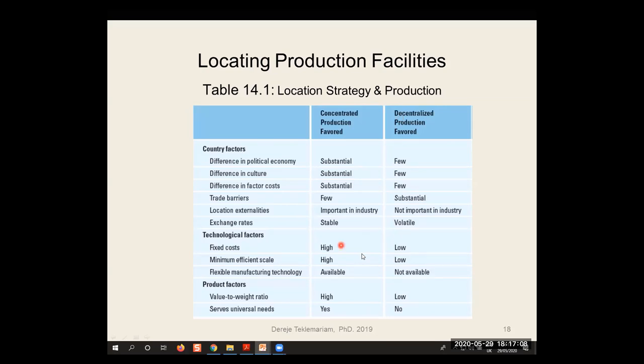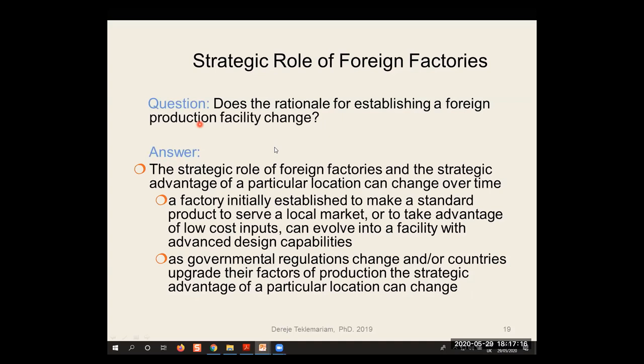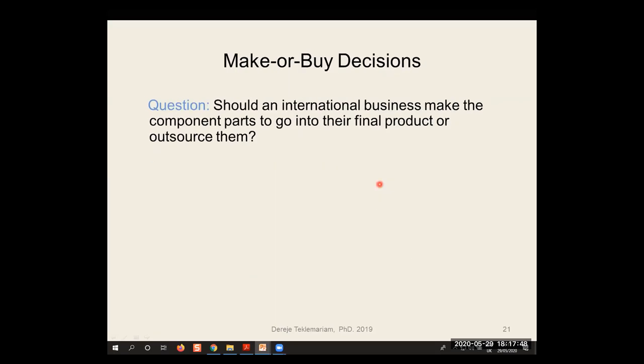There is also another important question: does the rationale for establishing a foreign production facility change? Sometimes the justification to establish a foreign production facility may change because of various factors, for instance government regulations. A factory may initially be established to make a standard product serving a local market, and later it may evolve into advanced design or capabilities, and it may transfer or outsource it. There are some important issues we need to think of, especially when products are produced by a number of companies, like getting an assembly or spare part from one company, adding inputs by the mother company, and then selling to another organization or international countries.